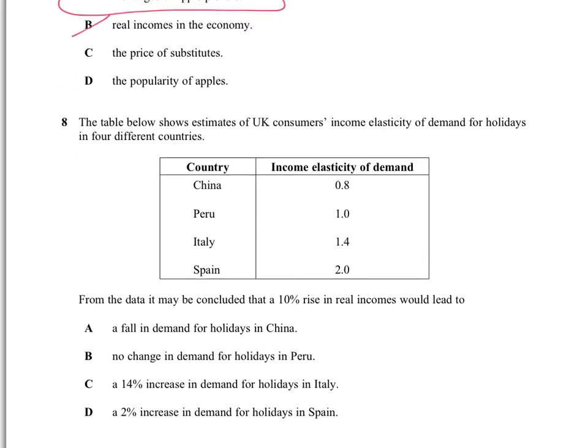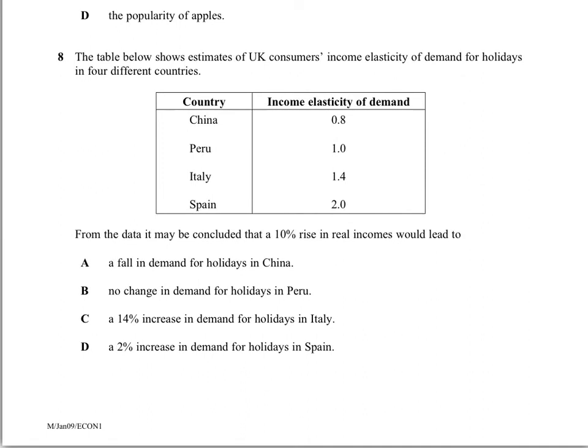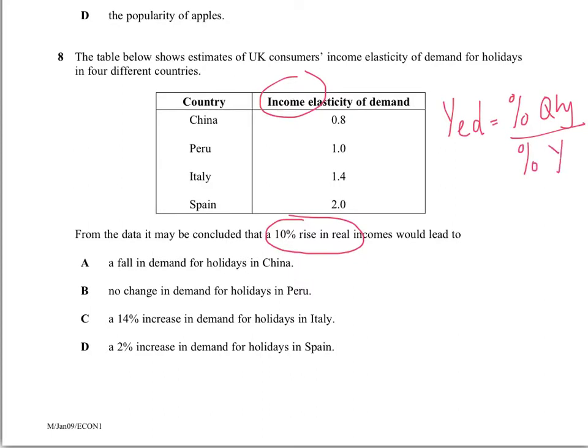Question 8. Income elasticity. When you have questions like this, you must make calculations. You'll often find questions which require you to manipulate the formula. It tells you income elasticity. There's been a 10% rise in real incomes, and it wants to know what's going to happen to the quantity demanded. Start with your formula. YED equals percentage change in quantity over percentage change in income.